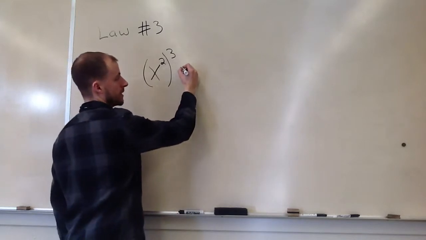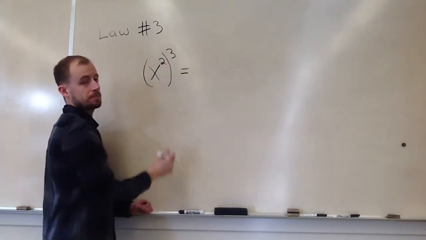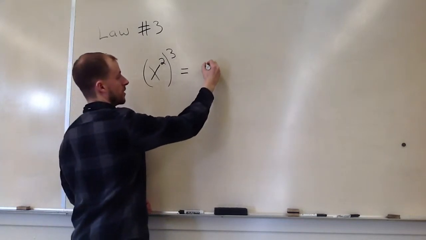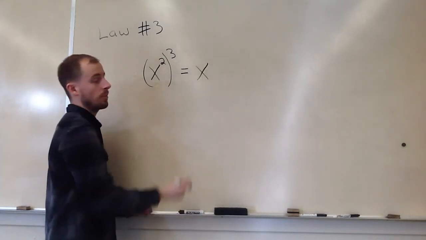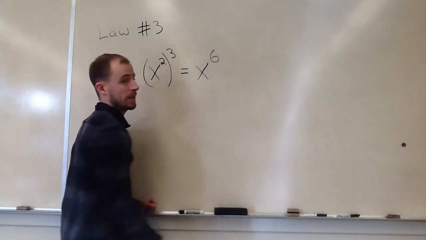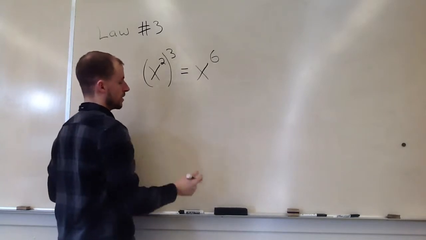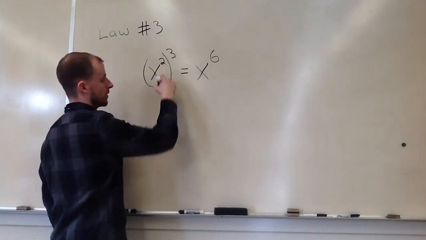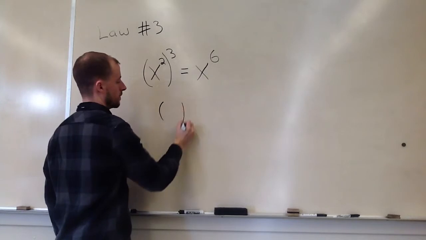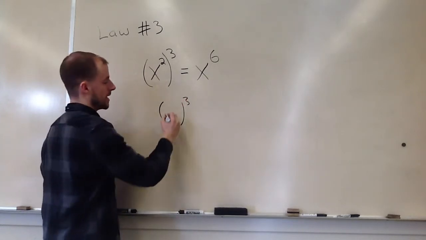What the law says is that we multiply exponents here. So the law says we take our same base, and we multiply 2 times 3. And 2 times 3 is 6. That's what we get. The reason we do that is for the reason I'll show you here. X squared. So I'm going to rewrite x squared. X squared is x times x.